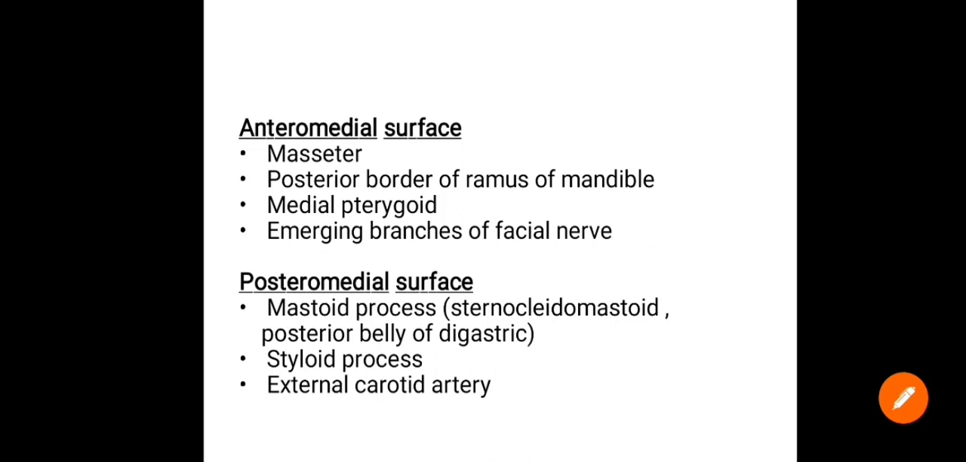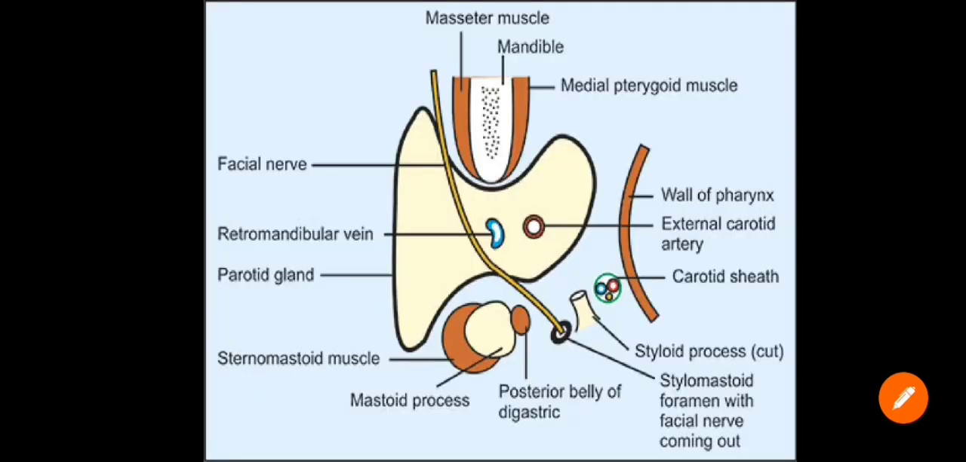Now moving on to the anteromedial surface. The relations are the masseter muscle, the posterior border of the ramus of the mandible, the medial pterygoid, and the emerging branches of the facial nerve. Whereas on the posteromedial surface, we have 2 processes, the mastoid process and the styloid process, and we have the external carotid artery. So let's see a picture.